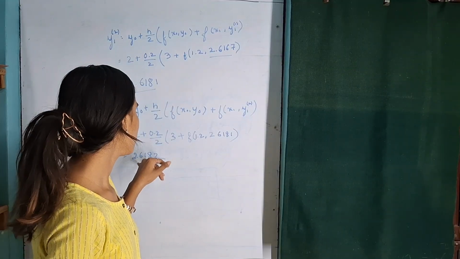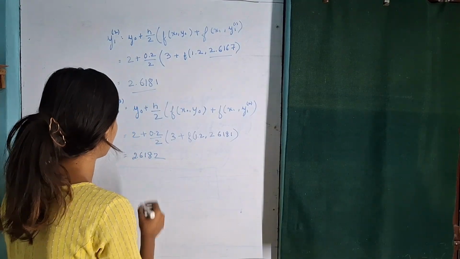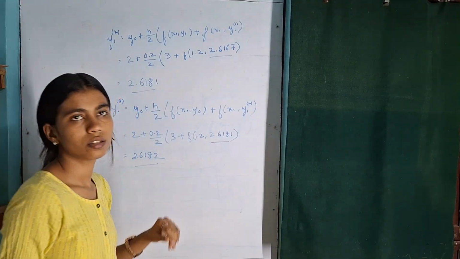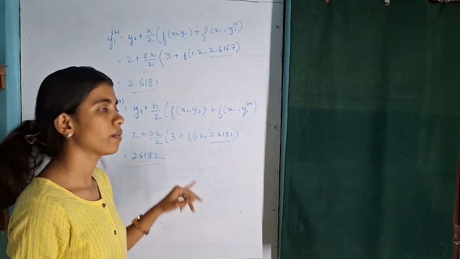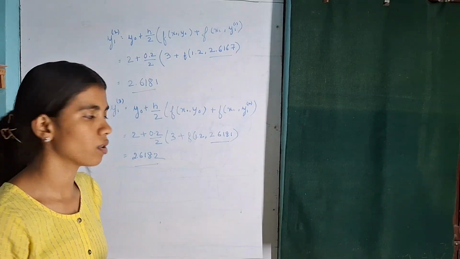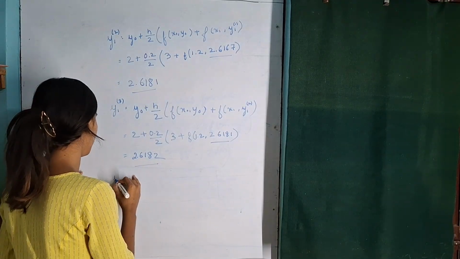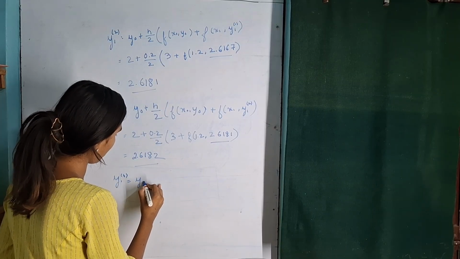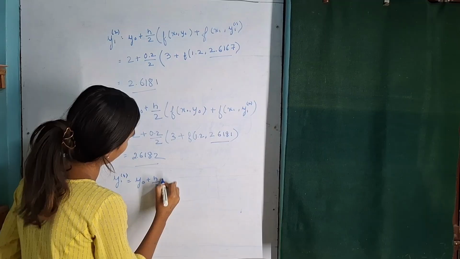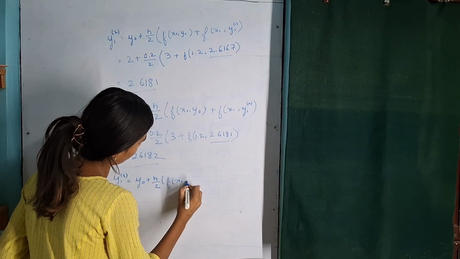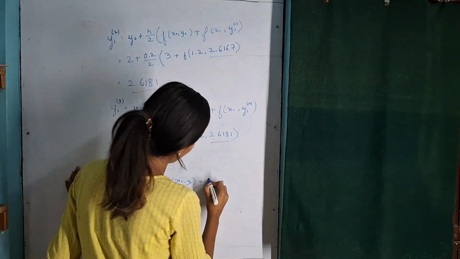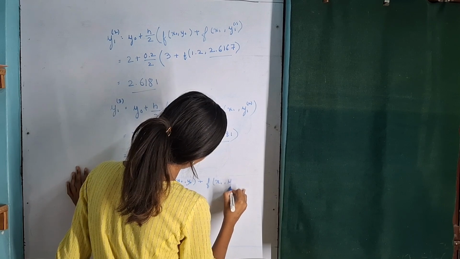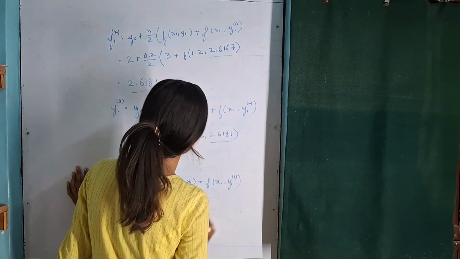2.6182. Now when you put 2.6182, do you think this and this are similar? No. Even if there is a 0.1 difference, you are not supposed to stop. So you have to solve y14. Then you have the same formula.